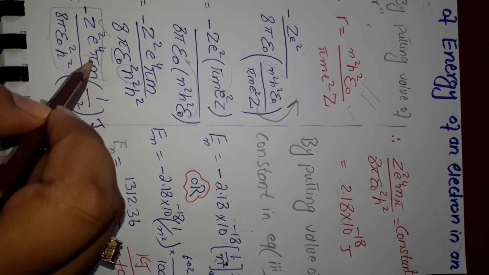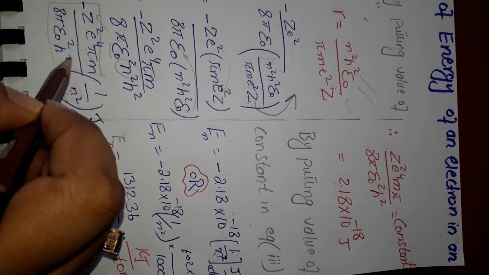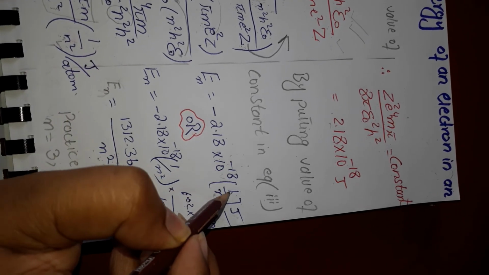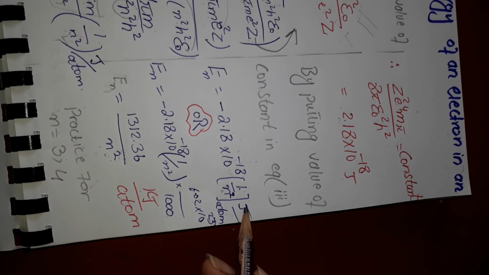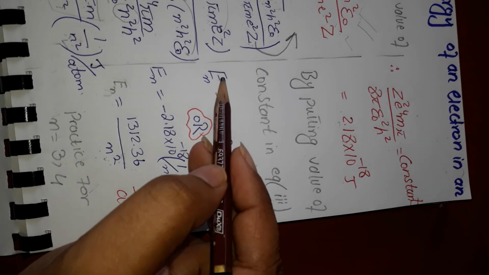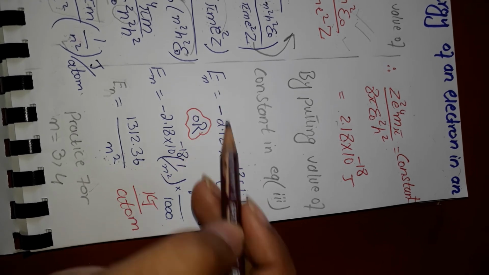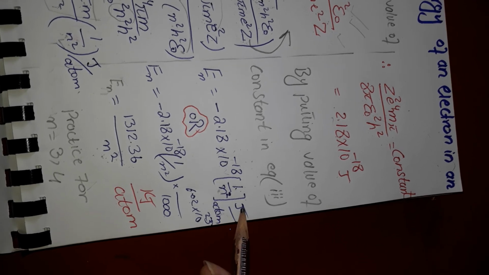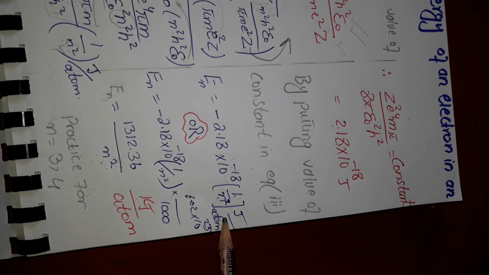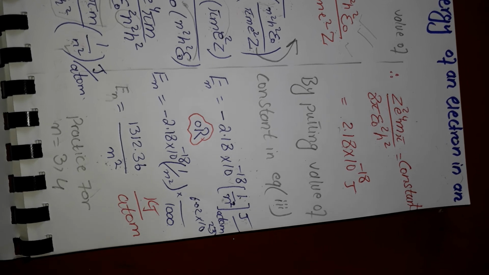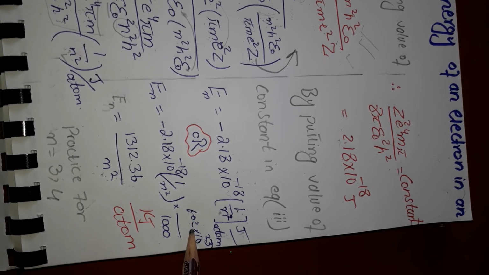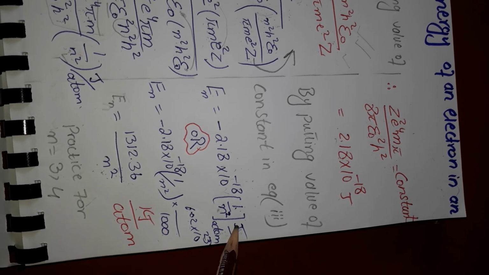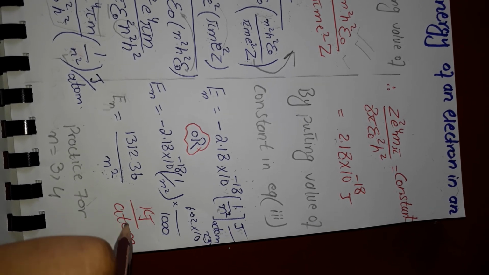You can also check here, instead of this formula I have put the value of this and multiplied by 1 by n square. Similarly I have done it, and the unit is joule per atom. Because we are going to calculate energy for n shells, the unit of En is joule per atom. If we want to convert it to kilojoule, I have also told you in a lecture that we can multiply it by the Avogadro number and divide it by 1000. So the unit will change to kilojoule per atom.